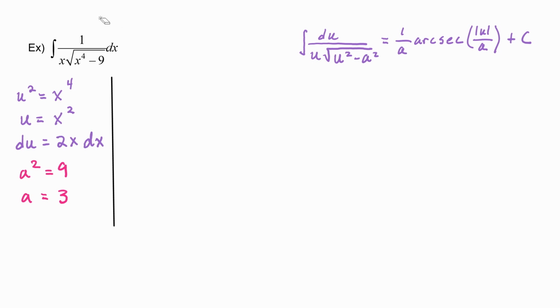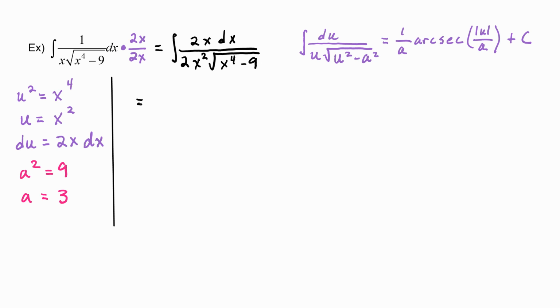Now, looking at our integral, we see that for du, we are going to need a 2x dx, and all we have in the numerator is just dx. So what we can do is multiply inside the integral by 1 in the form of 2x over 2x. And now this is going to equal the integral of 2x dx over, we've got a 2, then we have an x times an x gives us x squared, and then we have a square root of x to the fourth minus 9. Or we could have written that as x squared squared minus 3 squared.